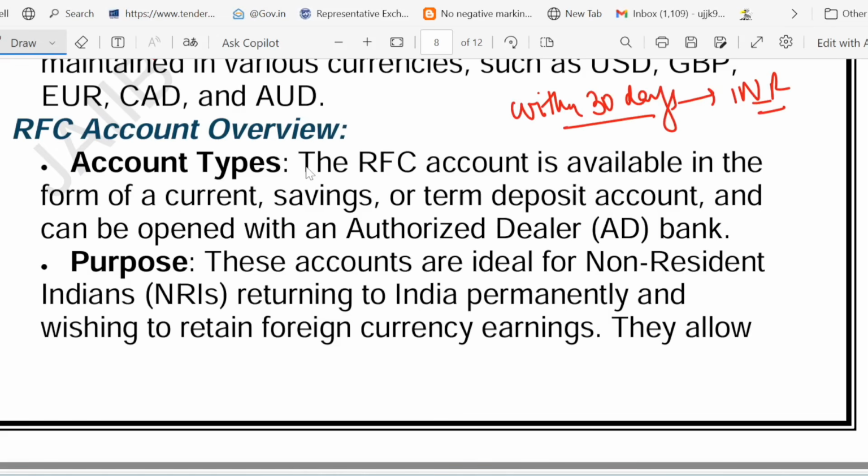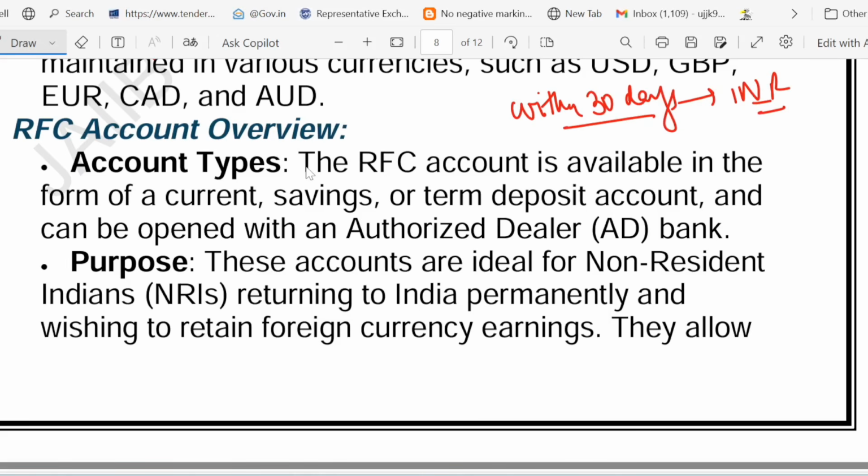For example, a Mumbai-based software firm gets paid $20,000 from a US client. So instead of converting to INR immediately, they keep it in an EFC account to pay their Google ad bill in dollars, saving 3% in conversion fee. What about the RFC account? I told you they are for returning NRIs.